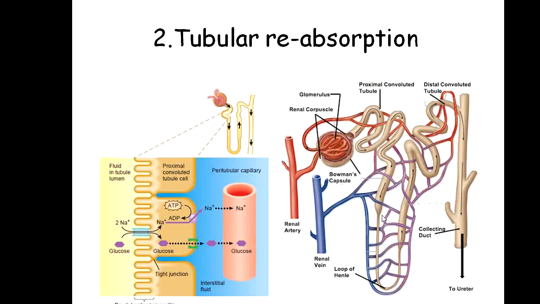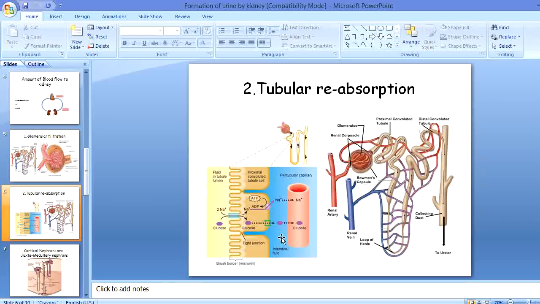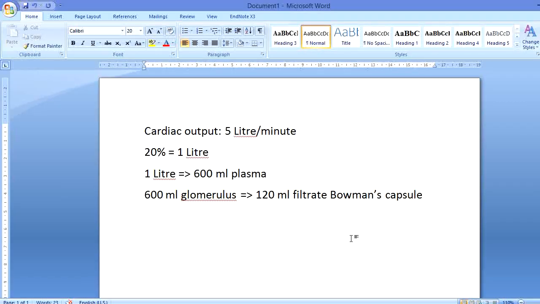So what will happen when the osmotic pressure decreases? Osmotic pressure means that if we have two solutions, one solution is having 200 milligram of glucose per liter, and the other is having 20 milligram of glucose per liter.